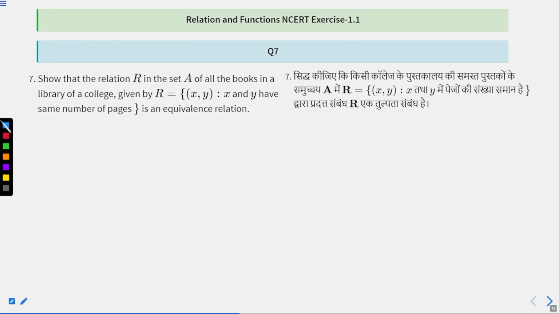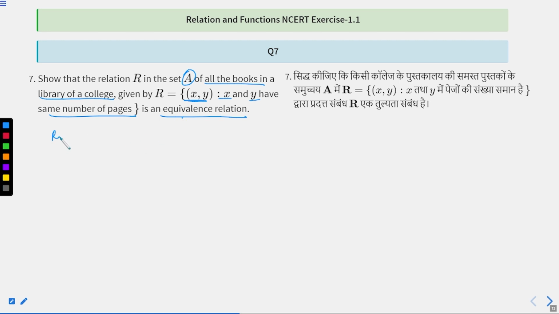Now, show that the relation R in the set A of all the books in a library of a college. So my set A is all books in a library of a college. My relation R is defined in such a way that the pair of two books X, Y are such that X and Y have the same number of pages. Is this an equivalence relation?